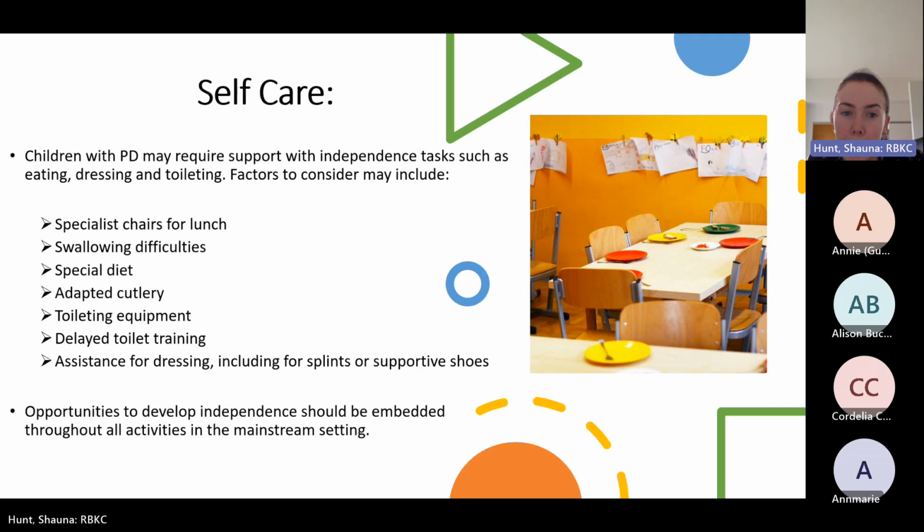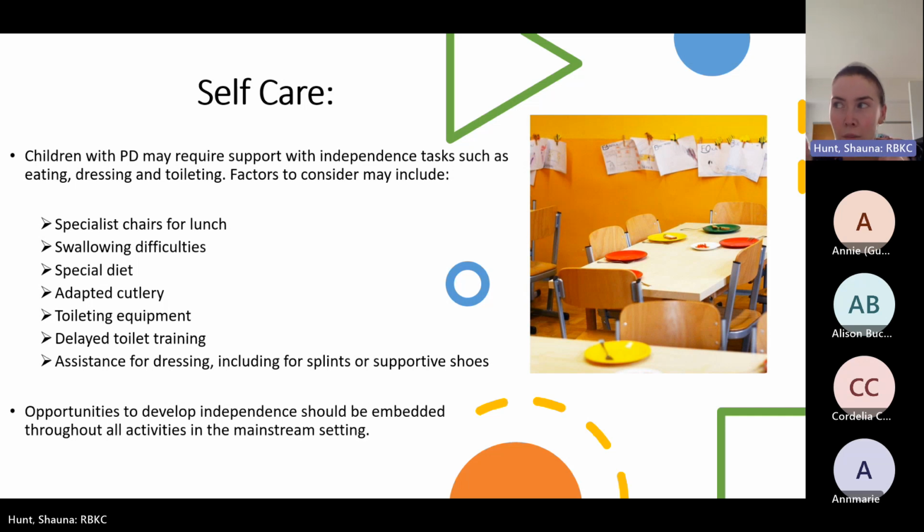Okay, so thinking about self-care. Children with physical disabilities may require support with independence tasks such as eating, dressing, and toileting. Factors to consider include, like we said, specialist chairs for lunch. They might have swallowing difficulties, so they might need some assistance or supervision at lunchtime. They might also have a specialist diet, so they might be on pureed foods due to their swallowing difficulties. They might need adapted cutlery. They might not be able to use the standard cutlery, so they might need special cutlery, which can be recommended by the occupational therapist as well.